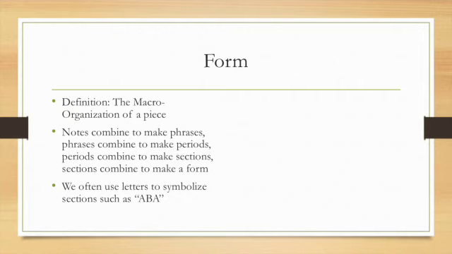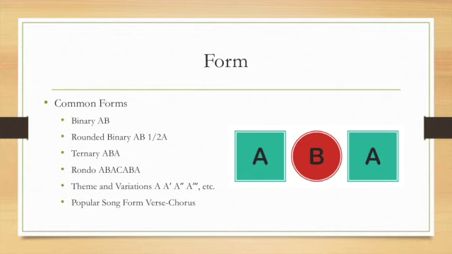We use letters to symbolize the form. So for instance, ABA is a three-part form where we have a first section A followed by a second section B, and then the third section is the return of the A section. So here are examples of common musical forms.